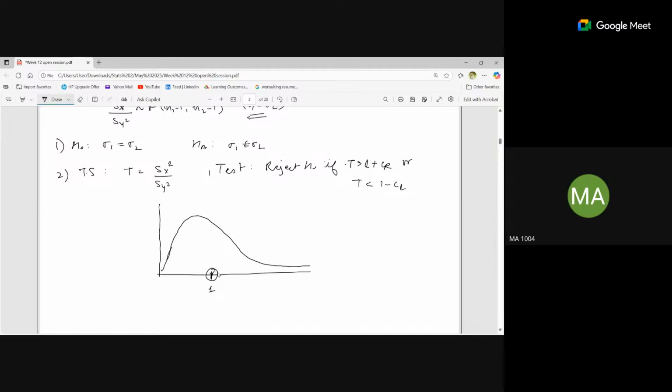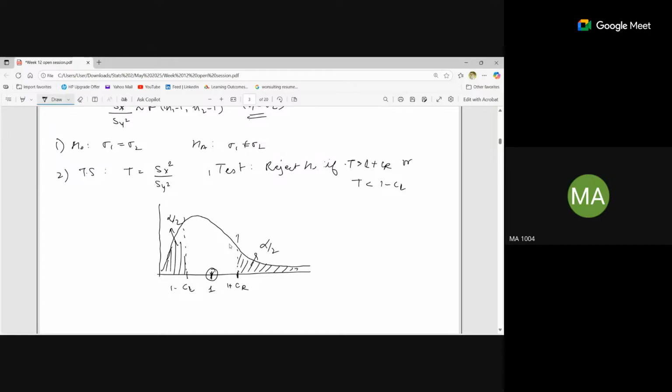Now I have to make a region in which I have to reject my null hypothesis. So what will I be doing? This is some critical value on the right side, and this is some critical value on the left side. So I can write this as 1 plus CR, and this is 1 minus CL. So my rejection region would be this region and this region. If my values are in this region, I would be rejecting. So that's why I said I would be rejecting H naught if my t is greater than 1 plus CR or less than 1 minus CL.